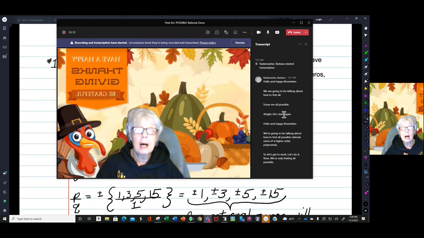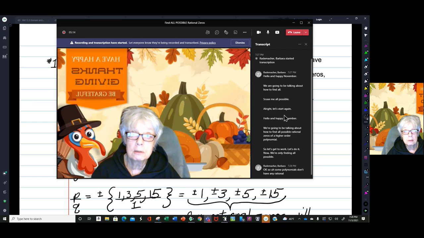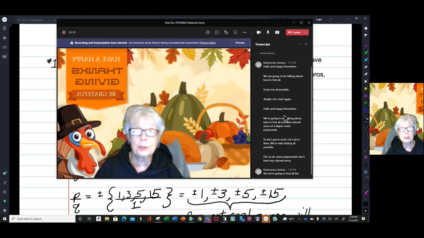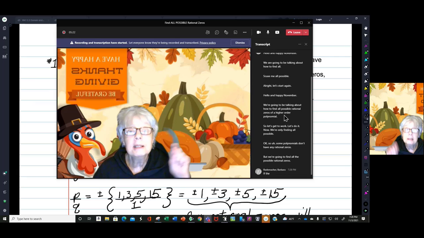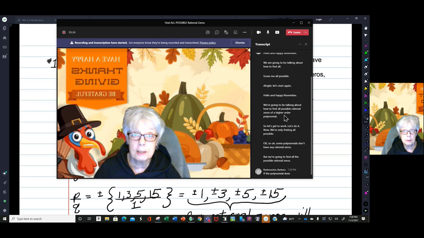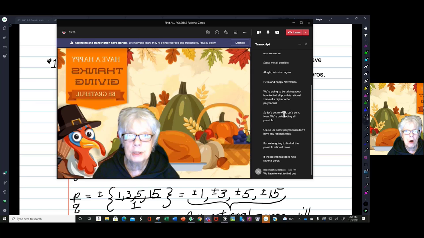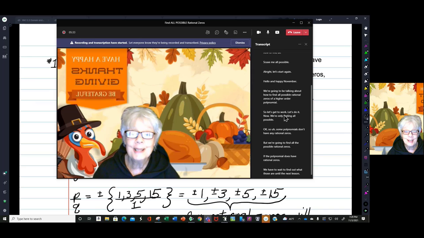Some polynomials don't have any rational zeros, but we're going to find all the possible rational zeros if the polynomial does have rational zeros. We have to wait to find out what those are until the next lesson. So let's get to work.